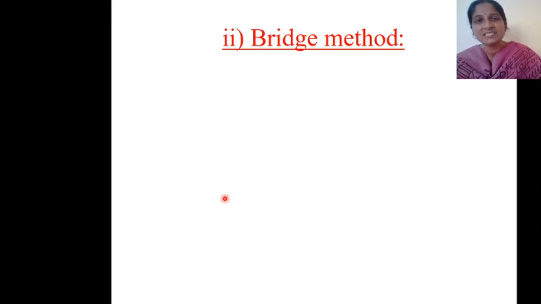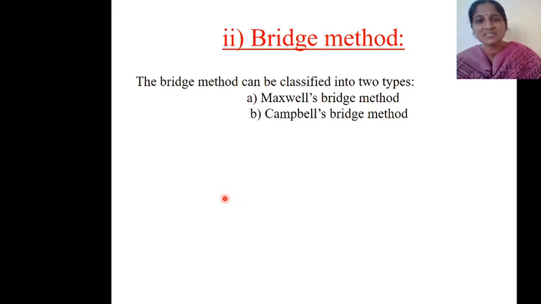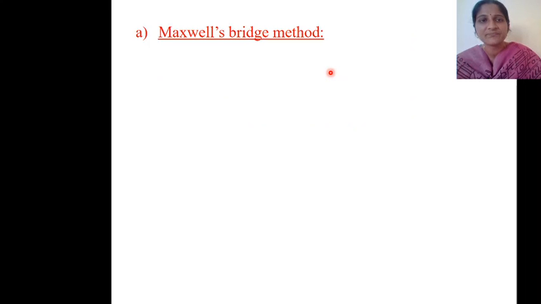Next, coming to the bridge method. In this bridge method, you can determine the iron losses by using two bridges, that is Maxwell's bridge method or Campbell's bridge method. So by using any of these bridge methods, you can determine the losses. So how are you going to determine? First one, Maxwell's bridge method.